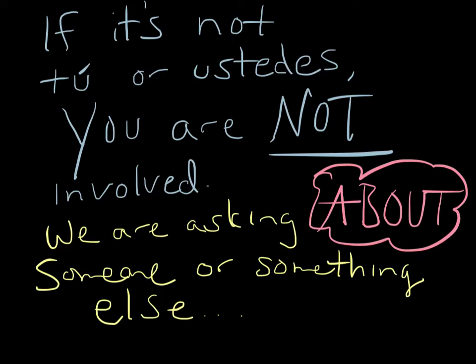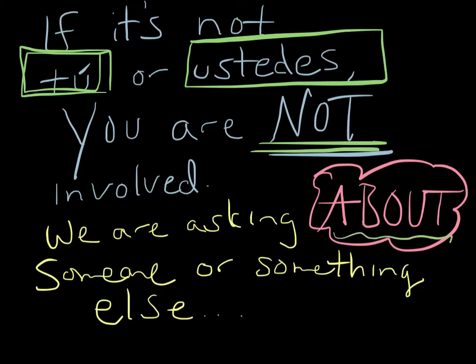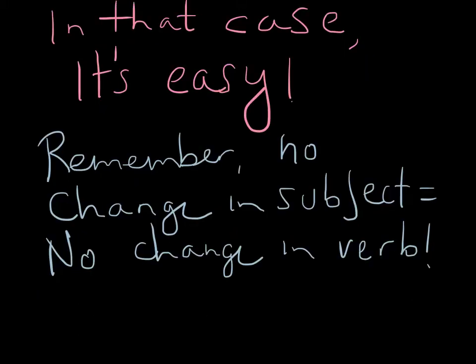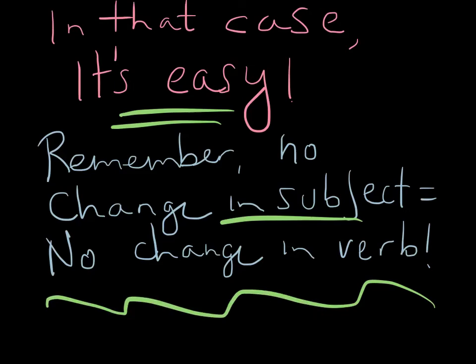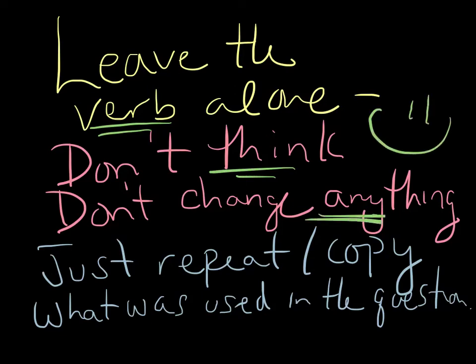So if the question does not come at you in the tú form or the ustedes form, then you are not involved. We are asking about someone or something else. In that case, it gets super easy. Remember, if there's no change in subject, there is no change in verb. So in that case, you leave the verb alone. You don't change anything. You just repeat or copy the verb form that was used in the question, whether that's out loud or on paper or on your test.